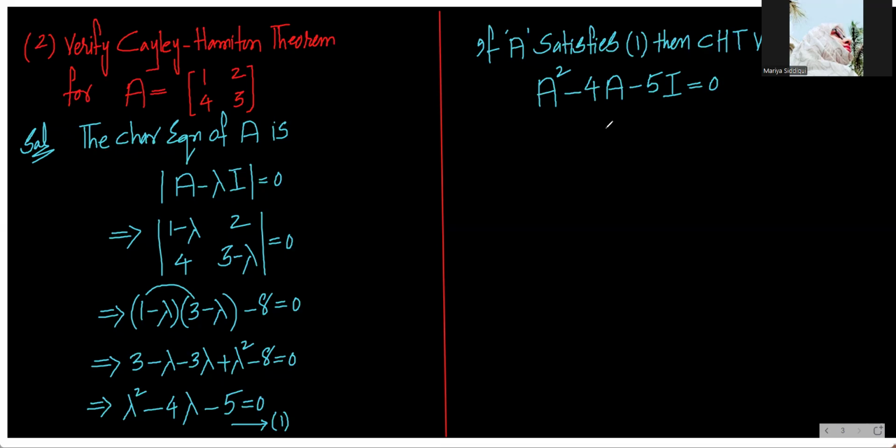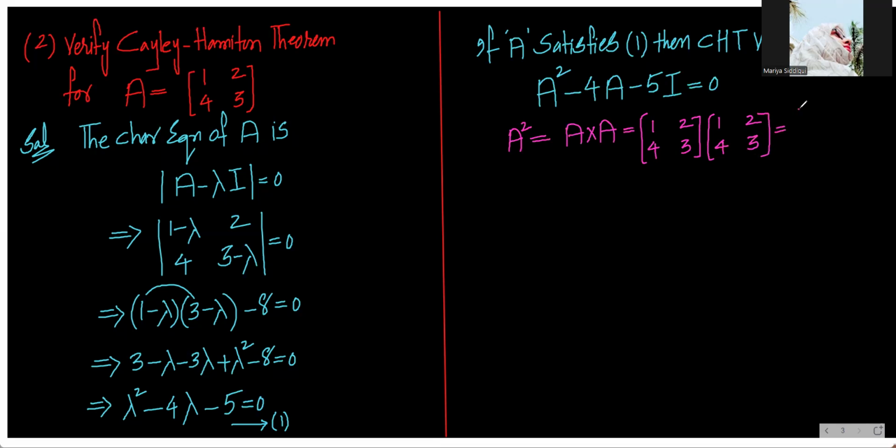Then here we can plug it in, and I'll show you a very easy way. A square also I'm doing. I should use some other color so that you understand it is a separate area. A into A, which is equal to [1, 2; 4, 3] into [1, 2; 4, 3]. First row, first column method.